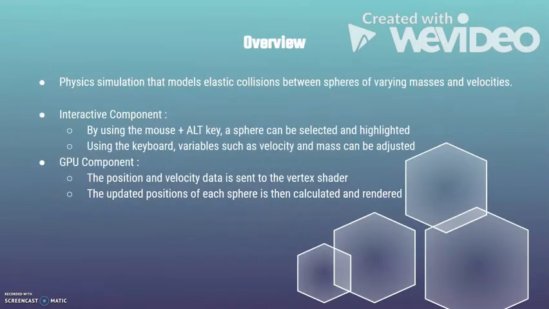For this project, I designed a physics simulation that can model elastic collisions between spheres of differing masses and velocities. To do this, I first started with the interactive component, where the user can use the mouse and Alt key to select a sphere, and once it's highlighted, they can change variables that it uses for the collision, such as velocity and mass. For the GPU component, the position and velocity data is sent to the vertex shader, which will then calculate the new updated positions for each sphere.